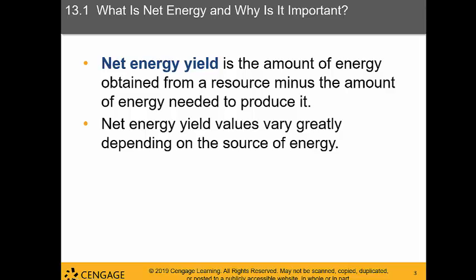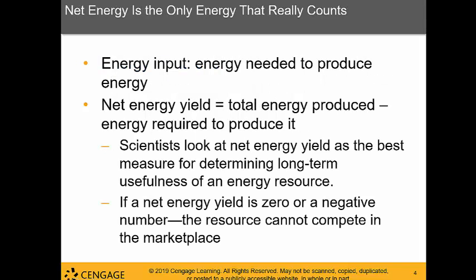So keep in mind that when we classify the net energy yield for different sources, like coal, that's going to be approximate. Okay, it is going to differ depending upon where you're doing the mining. So keep in mind that net energy yield can change slightly depending upon the conditions.